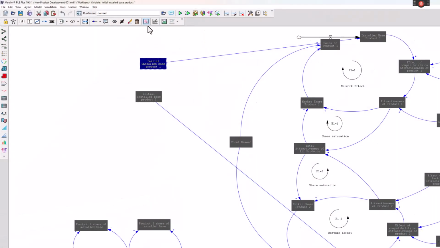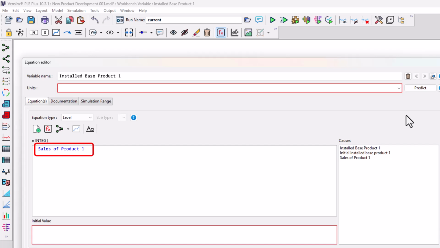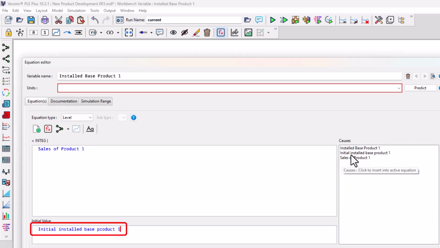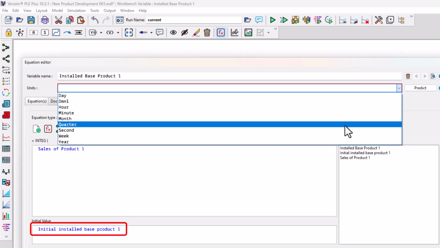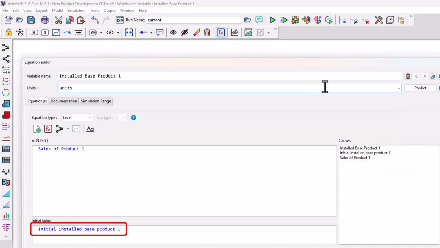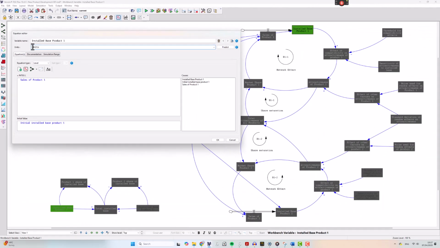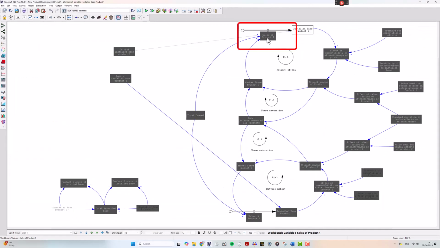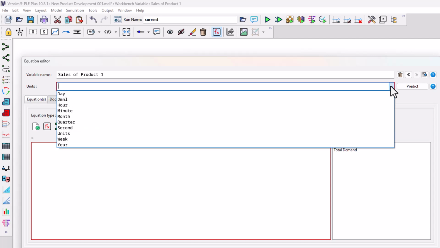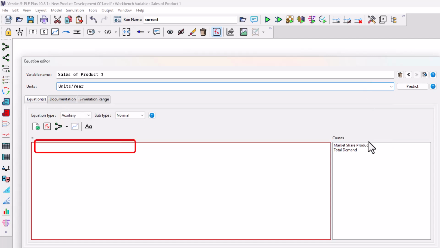Now that we've created the structure of our model, we need to populate it with the equations that are going to drive it. So we start with the installed base of product 1. Now, this is simply the aggregate of all the sales of product 1, and the initial value is provided by the variable we created, initial installed base product 1. Next, we look at the flow of sales of product 1. Here we can see this is the product of two variables, total demand multiplied by market share of product 1.